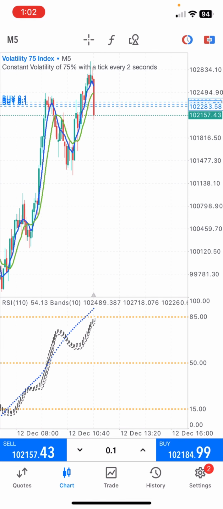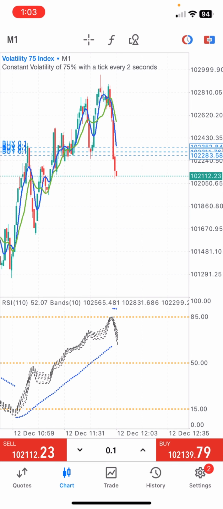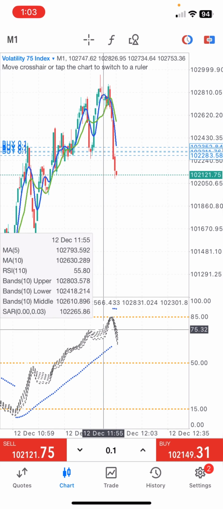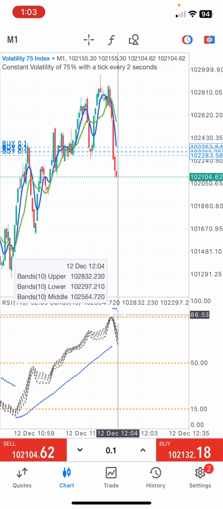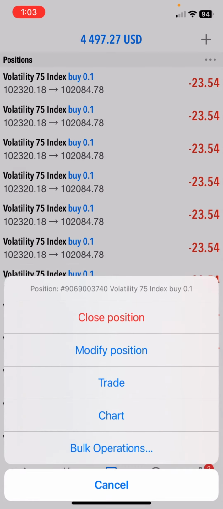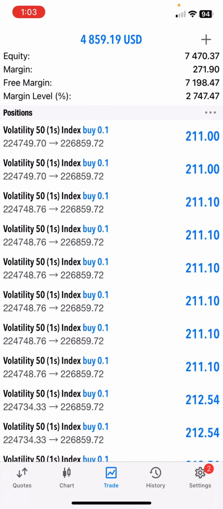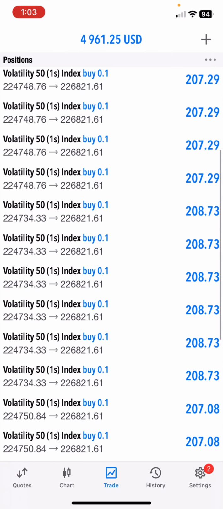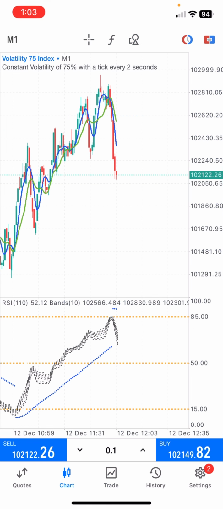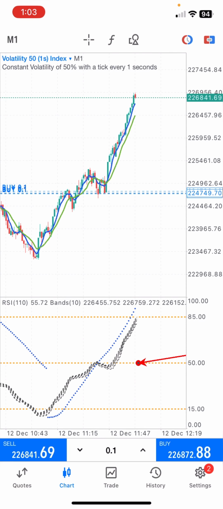So I have another trade here on VIX 75. Even though the trade is going against me, I've already run into a profit, but it's going against me now, and I'm thinking of closing the Volatility 75 trades because it has already hit the 85 level, which signifies that the market is going to go for a sell. So let me close the trade in a few minutes. Let me close all the volatility trades and leave the VIX 50 running. Now, let me show you guys how to make use of this strategy.